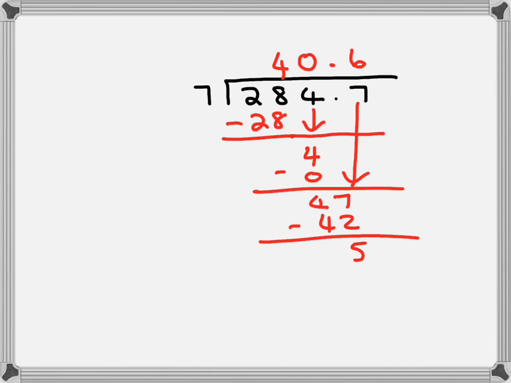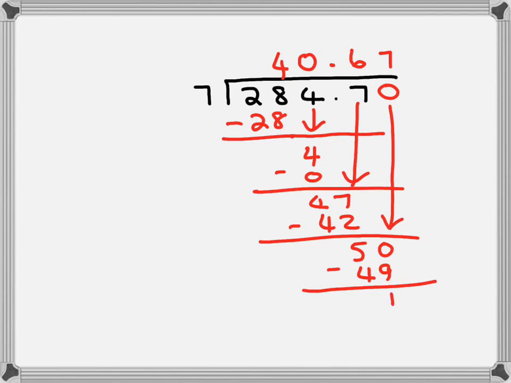5. But we're going to keep putting a 0 on, because we can't have remainders. We've got to keep dividing. Okay, so we're going to bring down a 0 over here. We're going to put our 7 into 50. 7 goes into 50 is 7 times. 7 times 7 is 49. And you keep going until you have no remainder left.